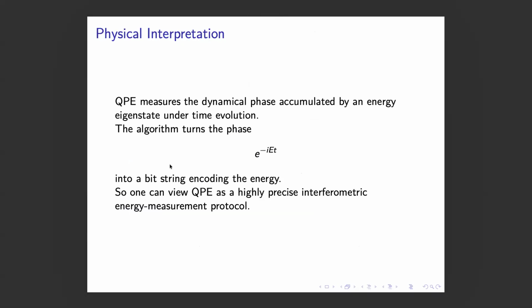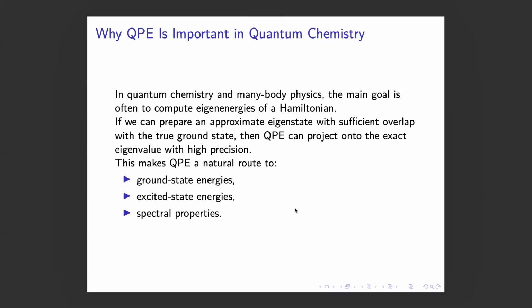So the QPE measures the dynamical phase accumulated by an energy estimate in the time evolution. And the algorithm turns the phase into a bit string encoding the energy. So you can view the QPE as a highly precise way to perform energy measurements. It's important, for instance, in quantum chemistry and many-body physics to compute eigenenergies. So you can use that to look at ground state energies, excited state energies, spectral properties.